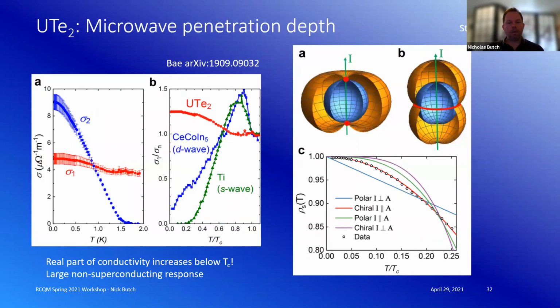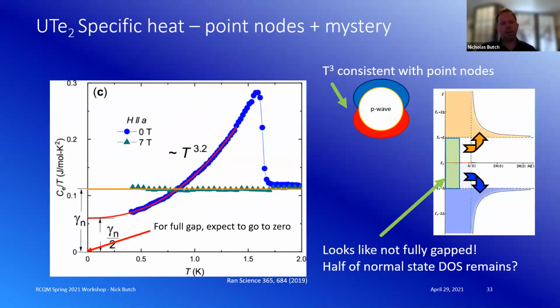Second, microwave penetration depth experiments, which I'm not going to dwell on here, I'm just going to flash them at you, are also consistent with a point node structure and in fact some pretty weird real part of the conductivity behavior below TC. But I wanted to focus on the specific heat.